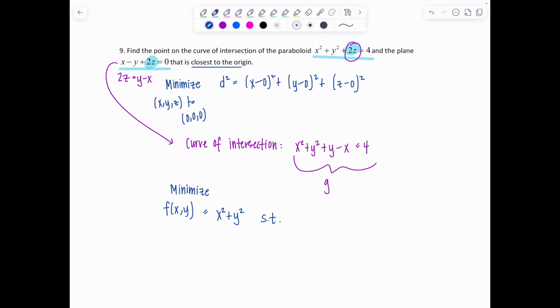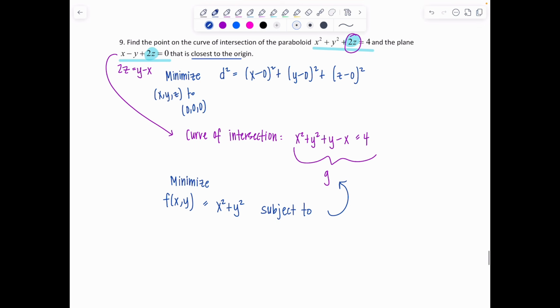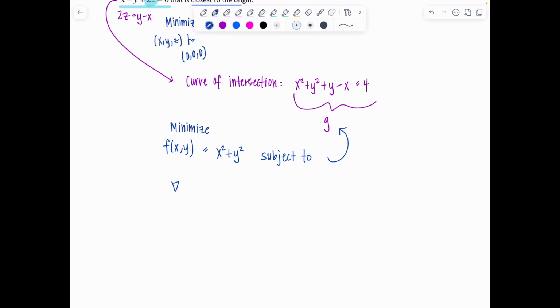Subject to, oh, that means such that. We can't write that. Subject to, boom, it's on the curve of intersection. And then everything just plays out the same way. So gradient of f equals lambda gradient of g. So that'll be (2x, 2y) equals lambda times gradient of g. Look right here. It's so cute: (2x minus 1, 2y plus 1). So we only have 3 unknowns. Isn't that nice? So then you only need 3 equations to solve.